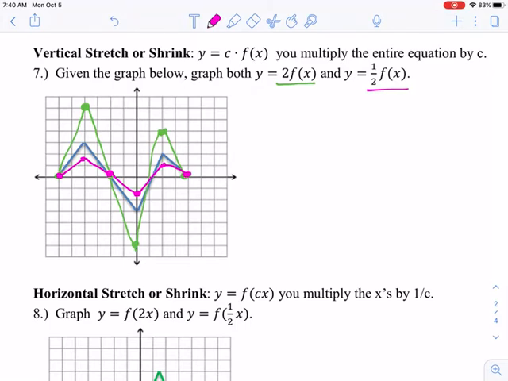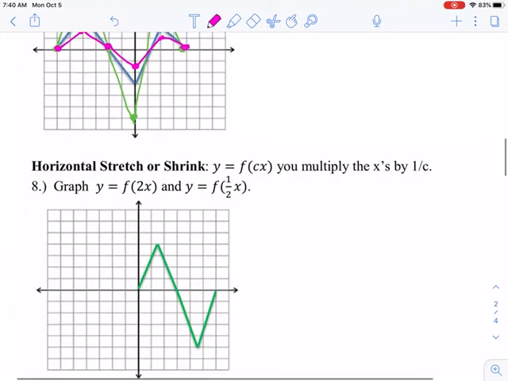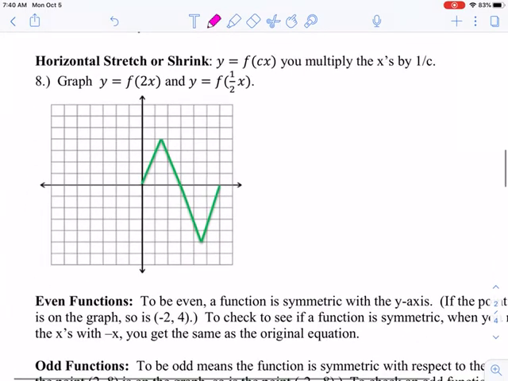Vertical stretches and shrinks are easy because you just multiply the y coordinate by that value of c. Horizontal stretches or shrinks are the weird ones. If you have a c inside with your x, then you're going to multiply the x's by 1 over c. This is because it's going to happen twice as fast, or 3 times as fast, or half as fast in the original period. So looking at number 8, my original graph ends at (6, 0).